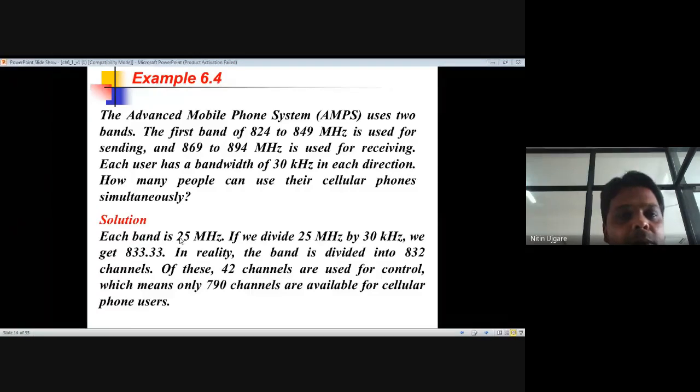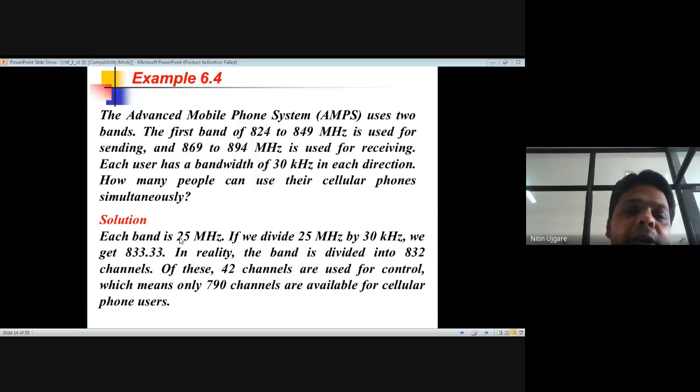So it's time for one more example. Let's say that the advanced mobile phone system uses 2 bands: the first band of 824 to 849 megahertz, which is used for sending, and the other band, which ranges from 869 to 894 megahertz, which is used for receiving the data. Now each user has a bandwidth of 30 kilohertz in each direction, that means in sending and in receiving.